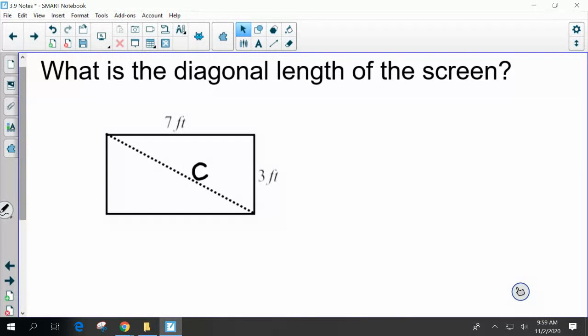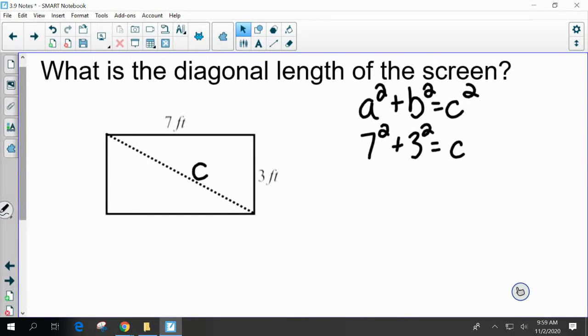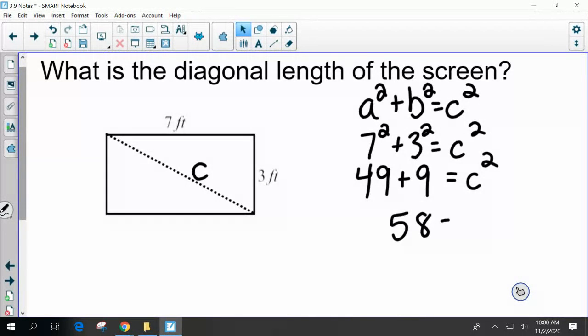As a refresher, you would have a squared plus b squared equals c squared. So I would plug in my numbers. 7 and 3 can either be a or b, it doesn't matter. So 7 squared plus 3 squared equals c squared. And then I calculate. 49 plus 9, so we don't put the square anymore. So just 49 plus 9 equals c squared. And then add those together. So 58 equals c squared.